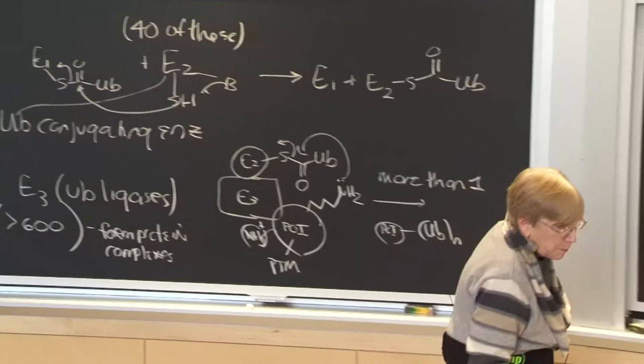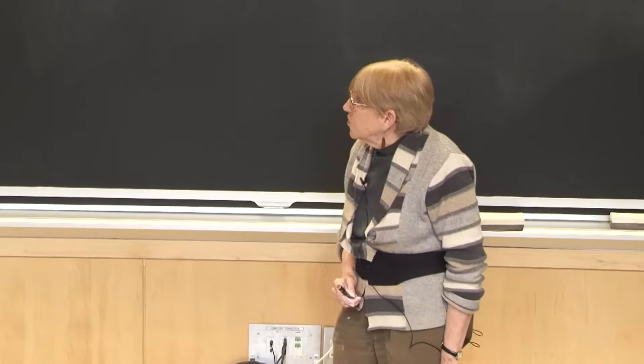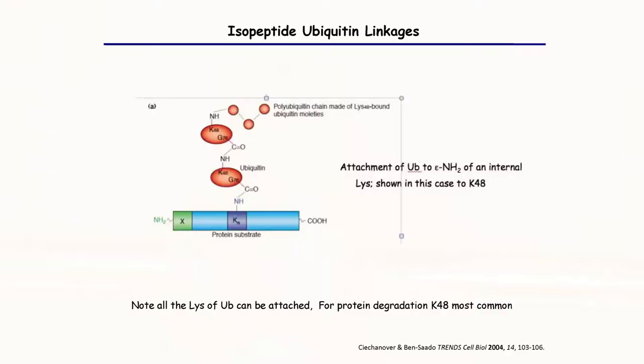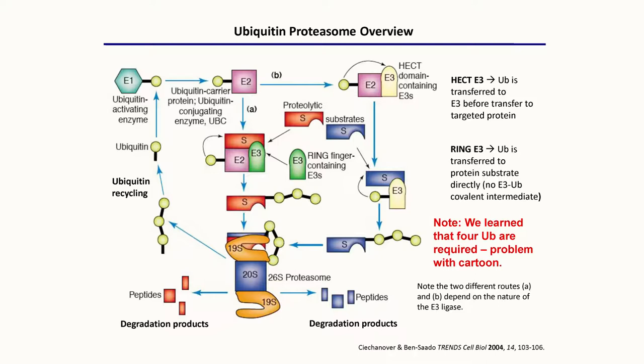We know quite a bit about this machinery, but that's all I'm going to actually say in this class. Every system has a lot of people studying it, and there are very few that are understood in really sort of molecular detail. So here again, you have these kinds of isopeptide linkages. Here's the ubiquitin with the carboxylate end. Here's the ubiquitin with a lysine 48, which you can attach additional ubiquitins to. And here's another cartoon of this overall process.